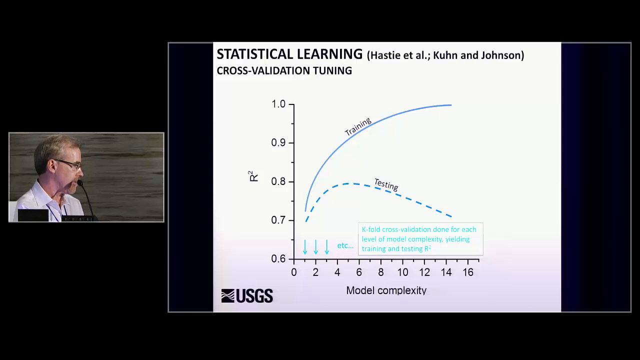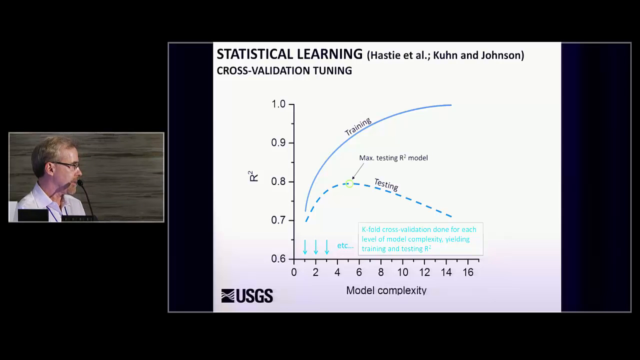So for each level of model complexity, we do a k-fold cross-validation. So we have a testing r squared and a training r squared. And as we increase complexity, what we're looking for is kind of a sweet spot here. If you get too complex, then the performance is going to degrade. The fit performance is going to degrade on the testing side. So this is what we're looking at here, not this so much.